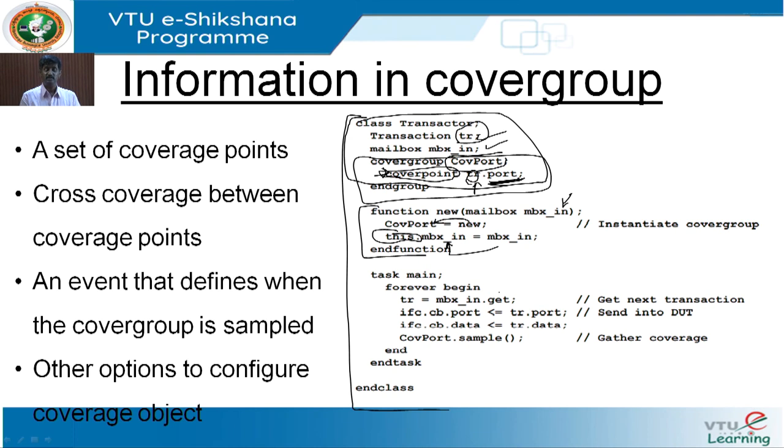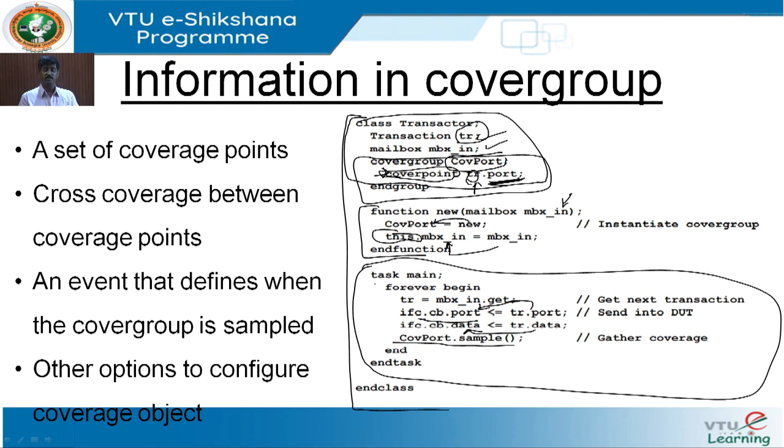Task main: forever begin, tr = mbox_in.get, so get the next transaction. I will do this repetitively. I send this transaction, which is stored in my mailbox, in the tr.port to my design, that is cb.port, with a constraint that will be sent over there. Similarly, I send the data also, ifc.cb.data, which is taken from the transaction values. Then cover port sample gathers the information, the coverage that occurs on the cover ports. This is a simple end task, which gathers the information.